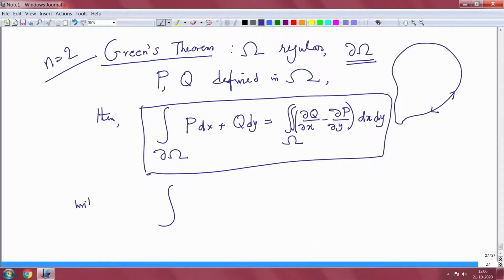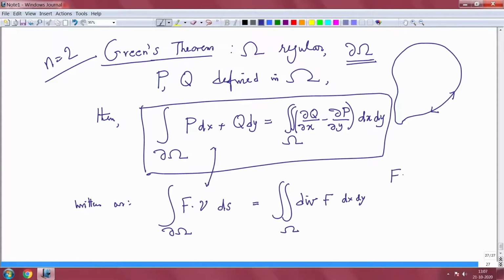Sometimes this is also written as, so these are all different forms, F dot nu. This is precisely the same, both are the same, because you are integrating ds over the boundary. So it is a line integral, and this is equal to the divergence of F dx dy over the domain omega. But what is your F? F is equal to (Q, minus P), if you want. This is another way of writing it.